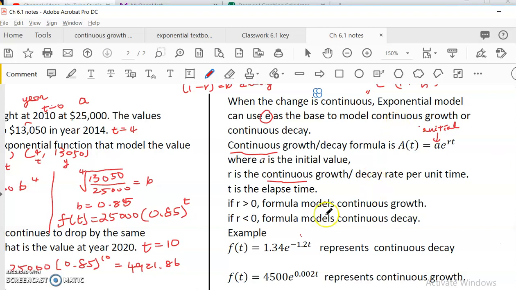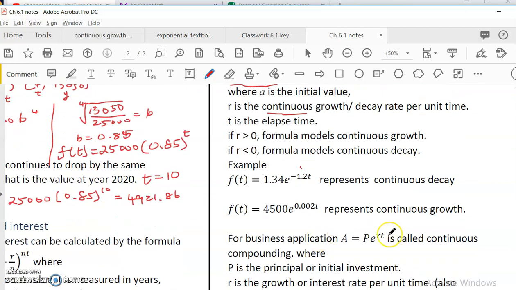So again, how do I model it? For growth, r is positive. You use the sign of r to tell you if it's growing or decaying. If r is negative, then it is decay. For example, here are two exponential functions that use e to model continuous growth and decay. This one has a negative r, so I know it is representing continuous decay. This one, although it's very small, is a rate that is positive, so it is a continuous growth.